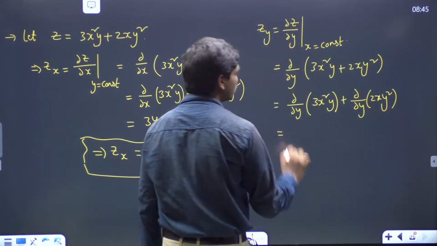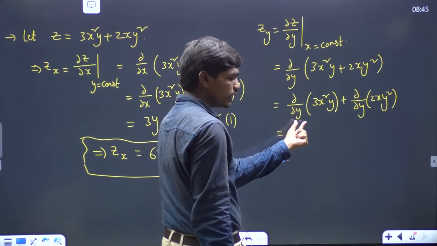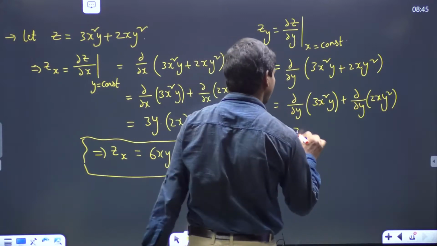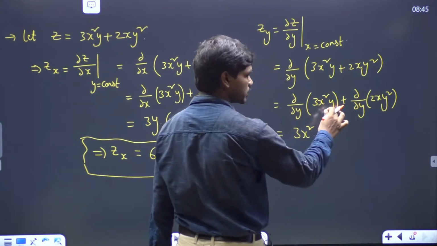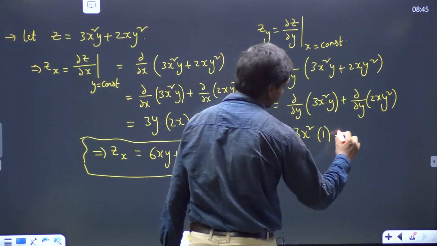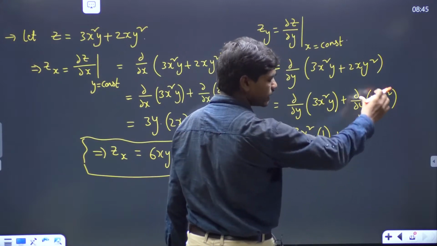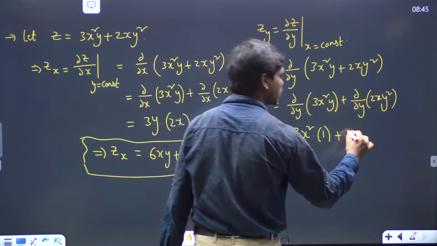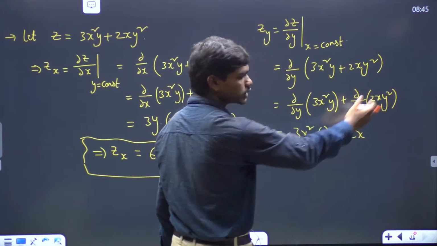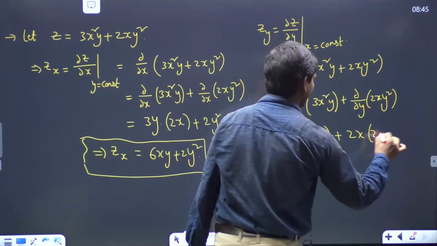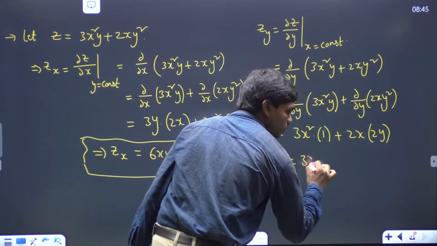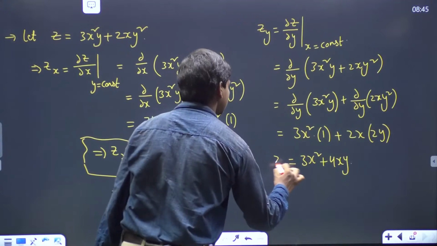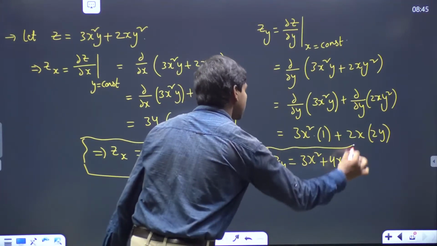When you are differentiating with respect to y, you should treat x as a constant. So if you take this 3x square out as a constant, then the differentiation of y with respect to y is 1, plus dou by dou y of the second term. We are differentiating with respect to y again, so you can take 2x as a constant and bring it out. Then differentiation of y square with respect to y is 2y. So basically, it is 3x square plus 4xy. This is how you differentiate functions partially by treating other variables as constants.